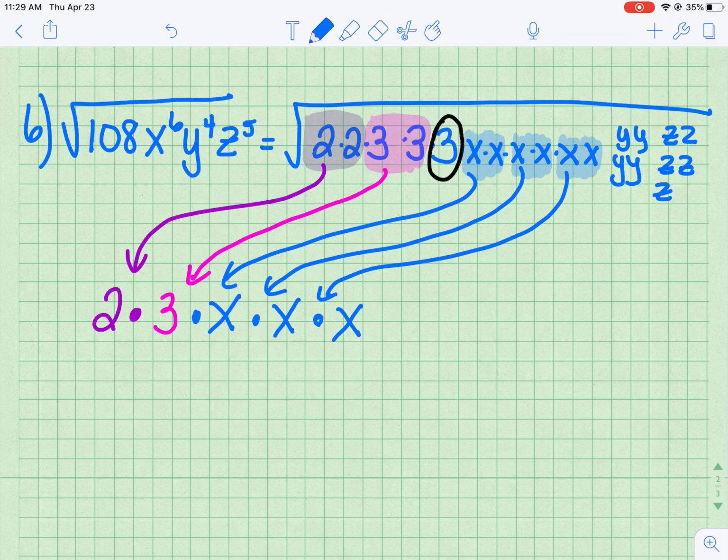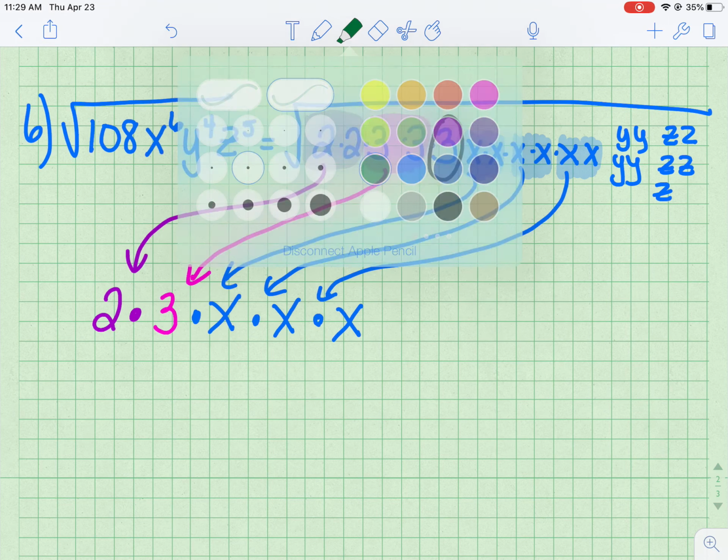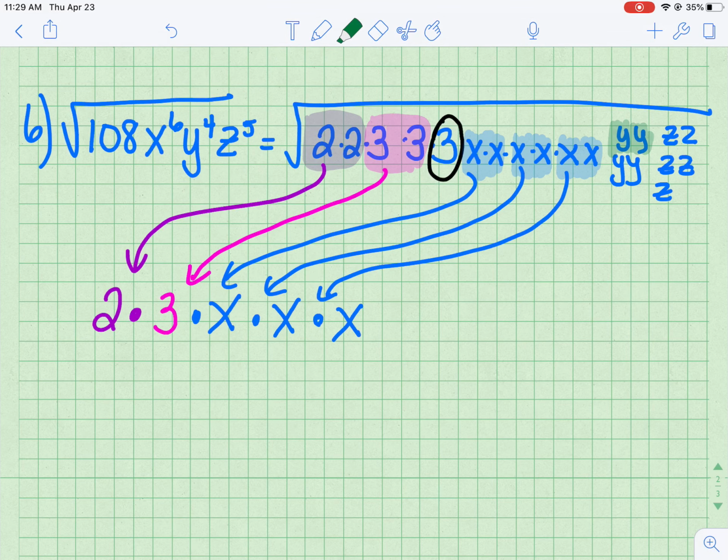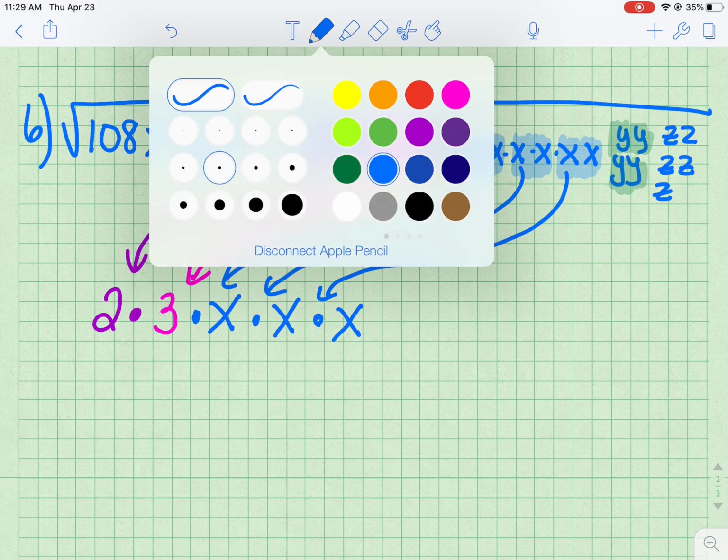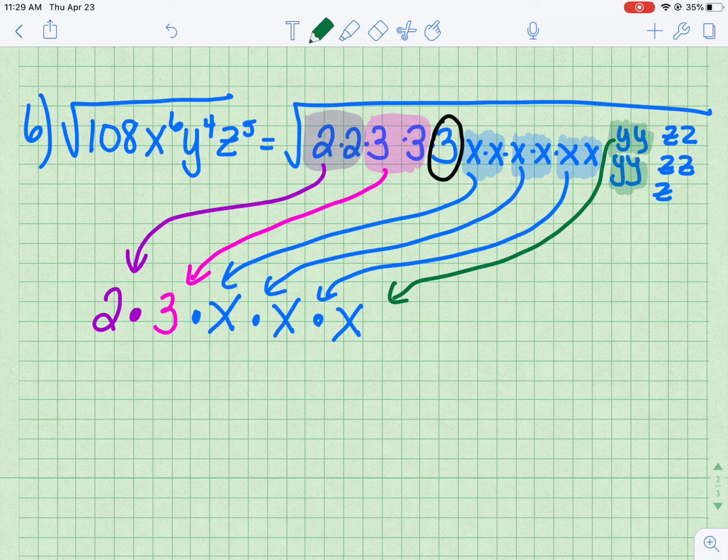Okay? Let's look at our y's now. How many of the y's can come out? Well, I have one set of y's and another set of y's. So 2 sets of y's are coming out. So here's a y and here's a y. Whoa, I didn't write the y. There we go. Okay? Now what about our z's?